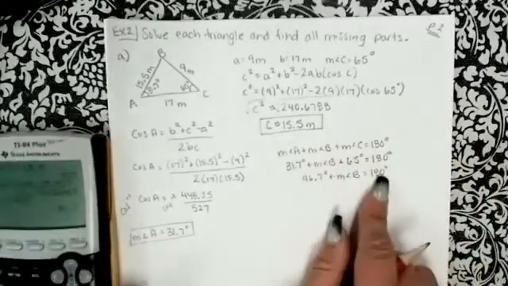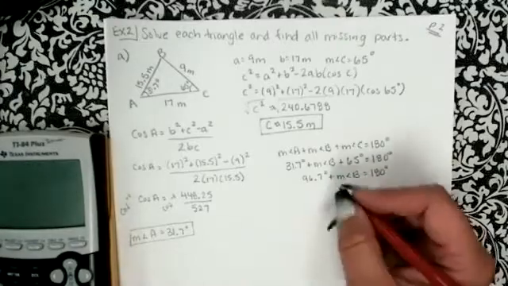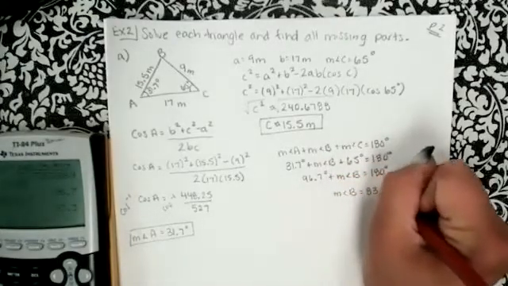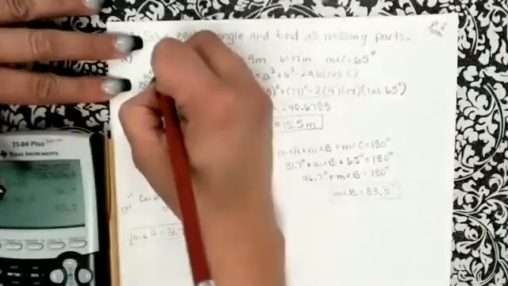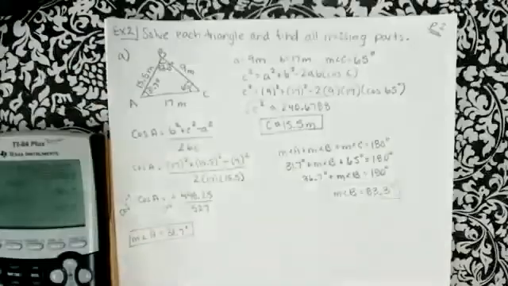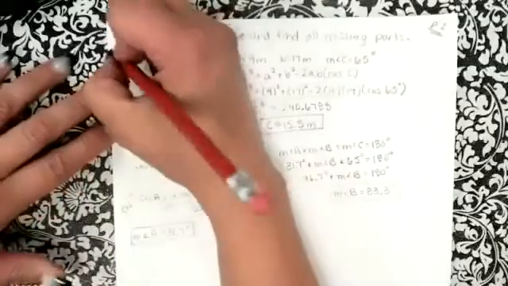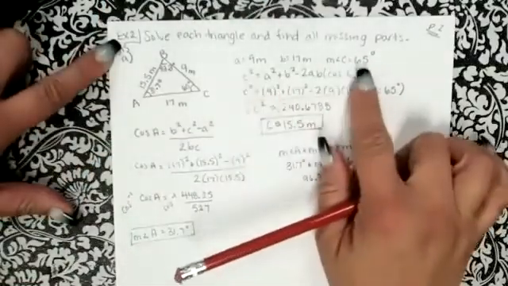I'm going to subtract the 96.7. So 180 minus 96.7. So the measure of angle B is equal to 83.3 degrees. And now I found all the missing parts. So just keep in mind, when they give you, this one is a side angle side one. Always start with the equation of the angle they give you.